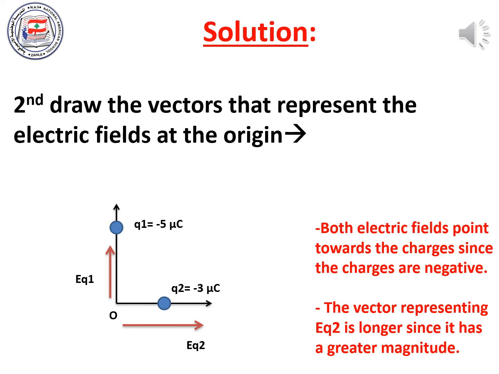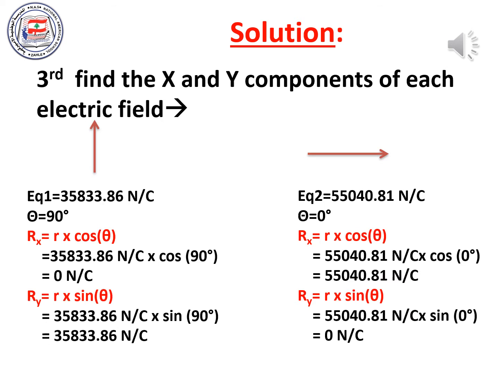This is why the vector that represents the electric field of Q1 points towards Q1, and the vector that represents the electric field of Q2 points towards Q2. The vector representing EQ2 is longer since it has a greater magnitude, as we just found in the first step. Since we calculated the individual electric fields, their magnitudes of course, we know that the electric field of charge 2 is greater in magnitude than the electric field of charge 1. This is why the vector representing the electric field of charge 2 is longer than the vector representing the electric field of charge 1.